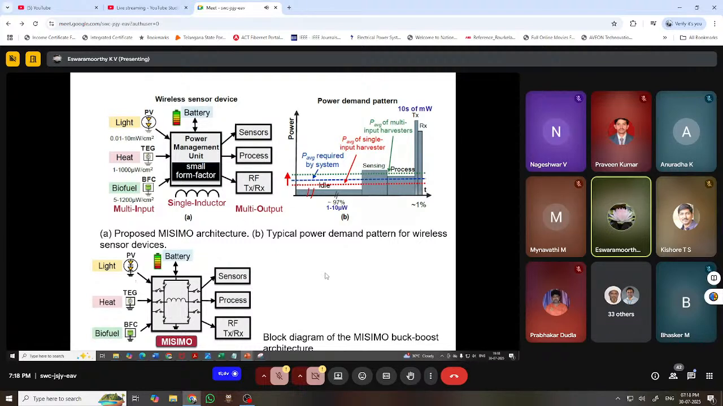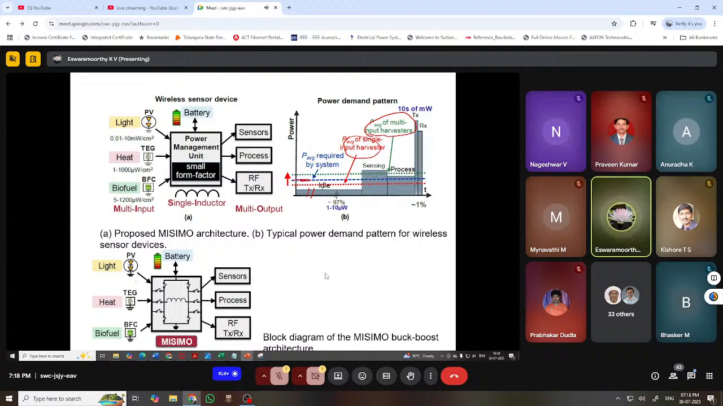So we can see this is the average power required by the system, and this is the average of a single input transducer harvester. This is the average power of a multi input harvester. So always we know that the average power of the system should be more than the average power of the single input, and lesser than the average power of the multiple input harvester. Then only it can supply and it can charge the battery.